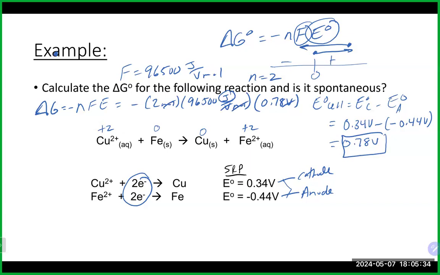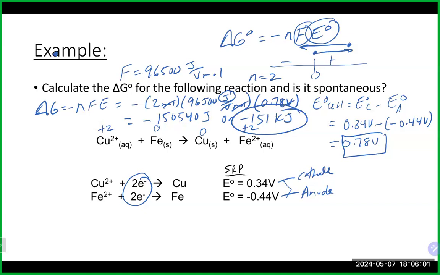That's going to be 2 times 96.5 times 0.78, which will give us a negative 150,540 joules, or we'll round a little bit there, maybe a minus 151 kilojoules in this case. First off, any question on the calculation?